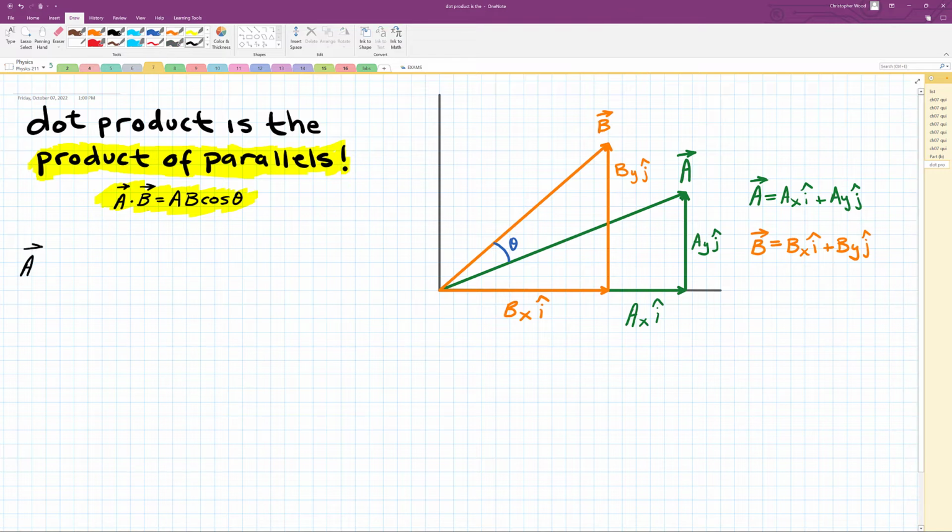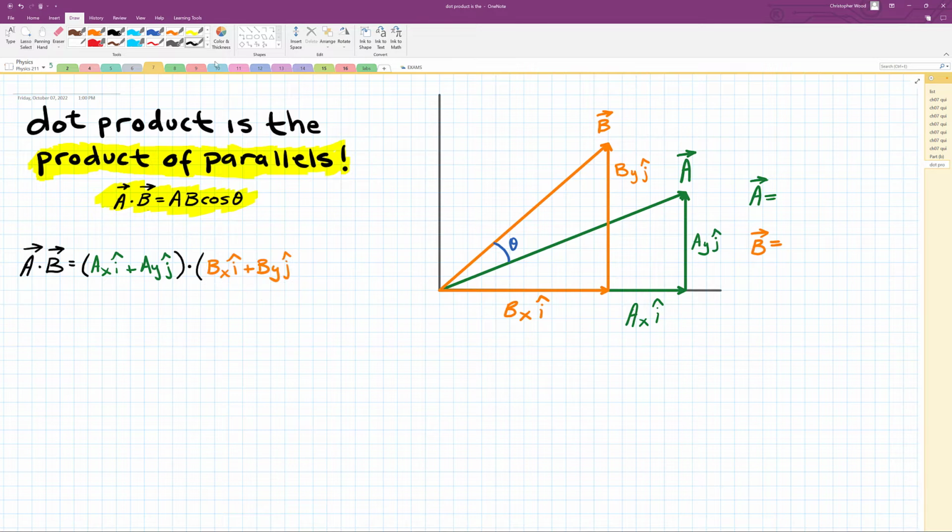Okay, now I want to do the dot product, this time with unit vectors. Vector A dotted with vector B is going to equal vector A, except now I'm using the unit vector representation, dotted with vector B, except again I'm using the unit vector representation of vector B. So go through the process of multiplying everything out.